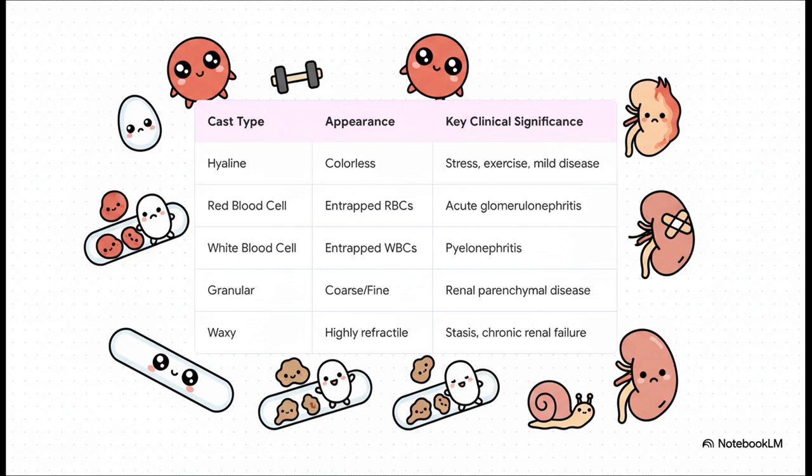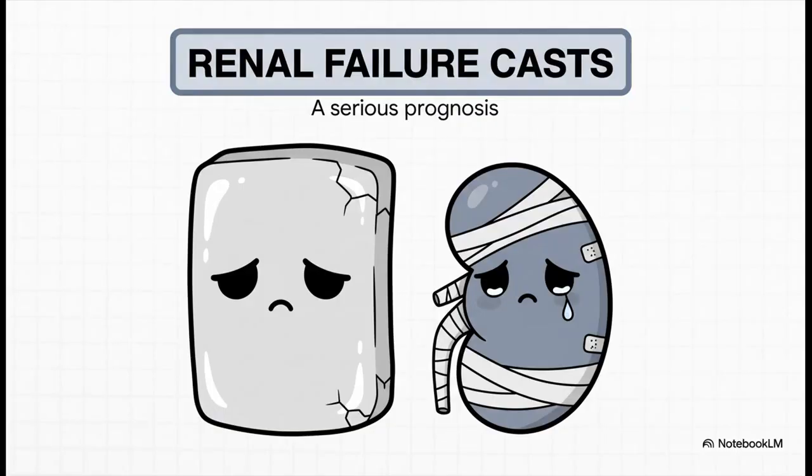And finally, waxy casts. They look dense, with sharp edges, and they tell you that urine has been sitting still for a very long time, which is associated with chronic renal failure. So when you see those really broad casts we talked about, and they also happen to be waxy casts, a specific term should just pop right into your head. It's a sobering name for a very sobering finding, one that points to a grave prognosis. They are literally called renal failure casts.